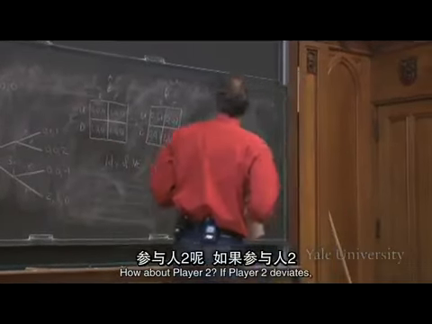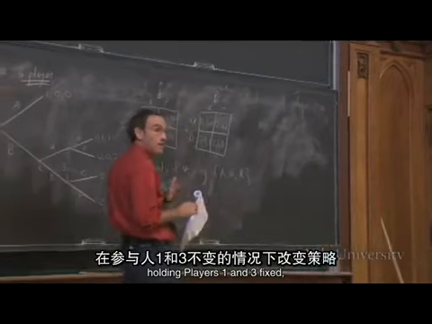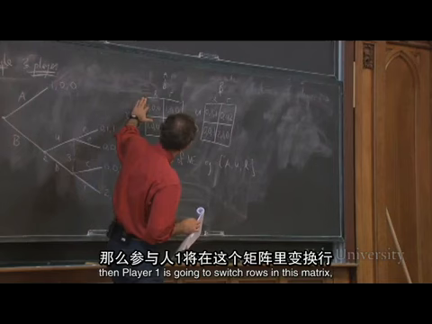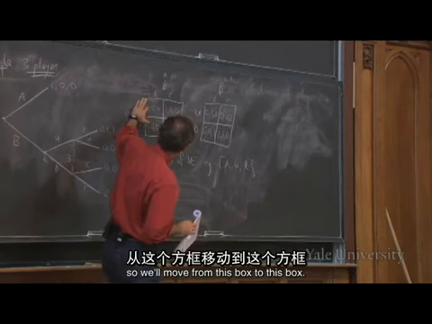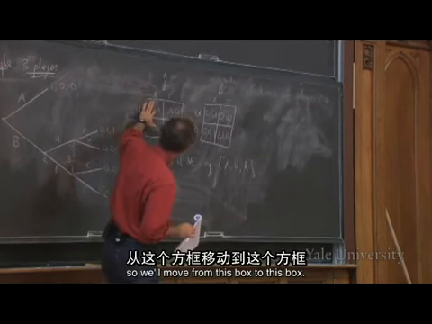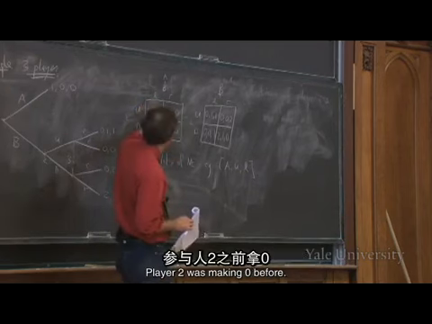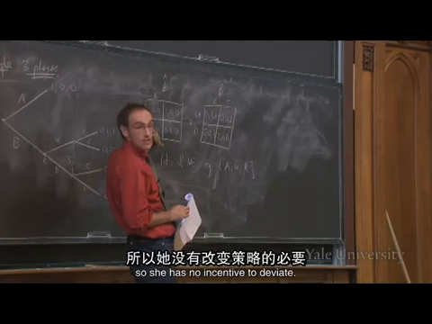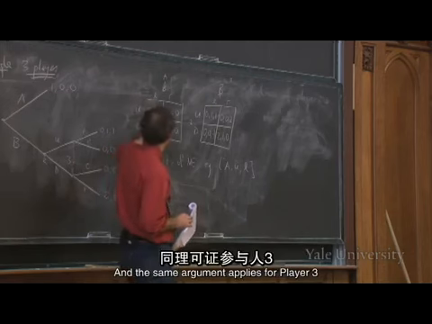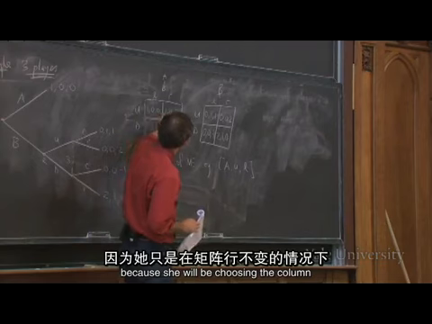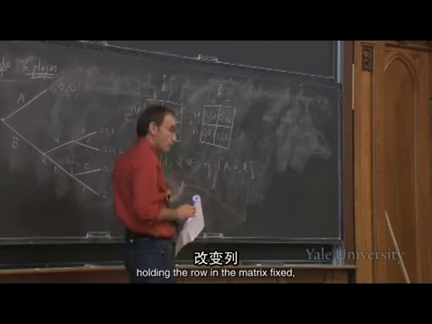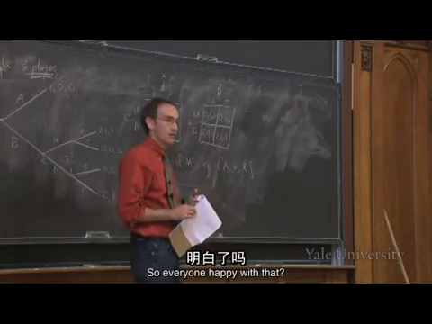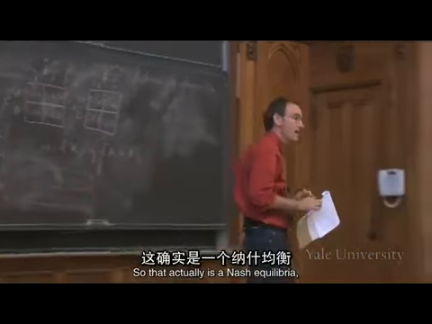How about player 2? If player 2 deviates, holding players 1 and 3 fixed, then player 2 is going to switch rows in this matrix. So we'll move from this box to this box. Player 2 was making 0 before. She's still making 0, so she has no incentive to deviate. And the same argument applies for player 3, because she will be choosing the column, holding the row and the matrix fixed. So once again, she gets 0 in either case. All right, so everyone happy with that? So that actually is a Nash equilibrium.